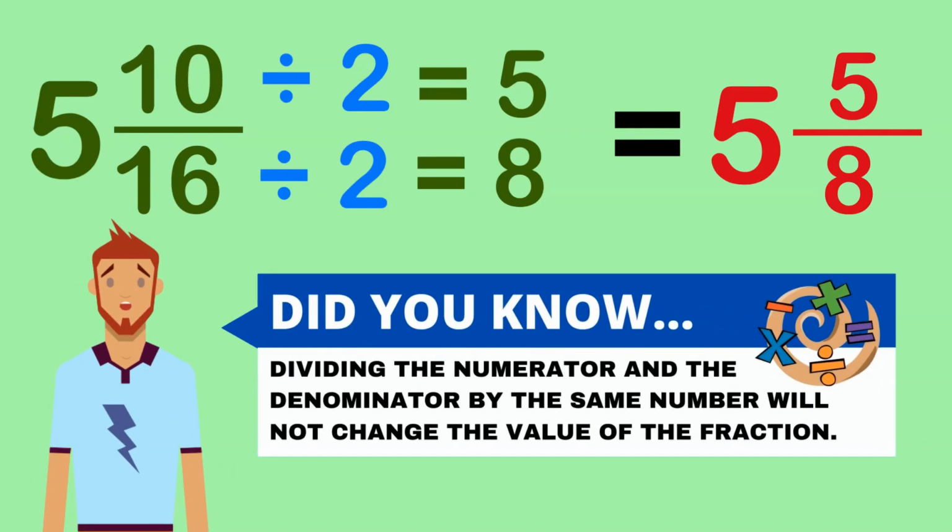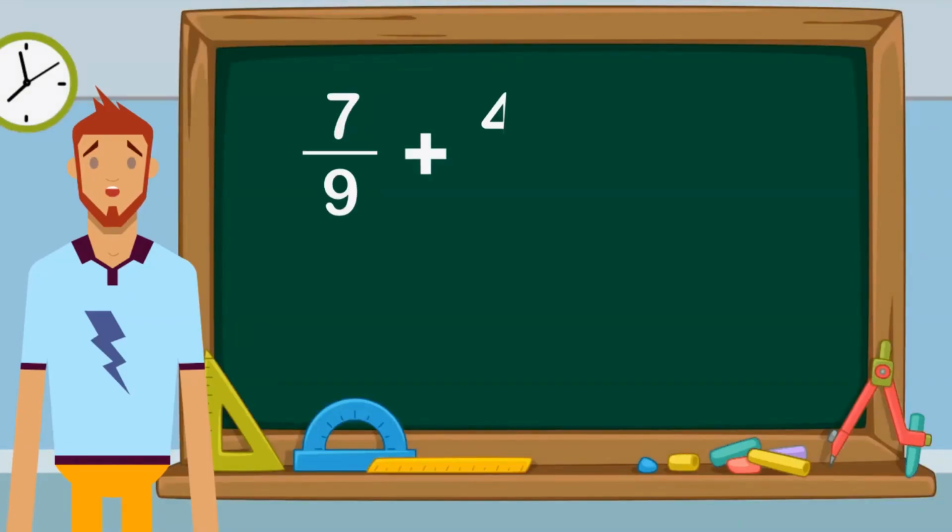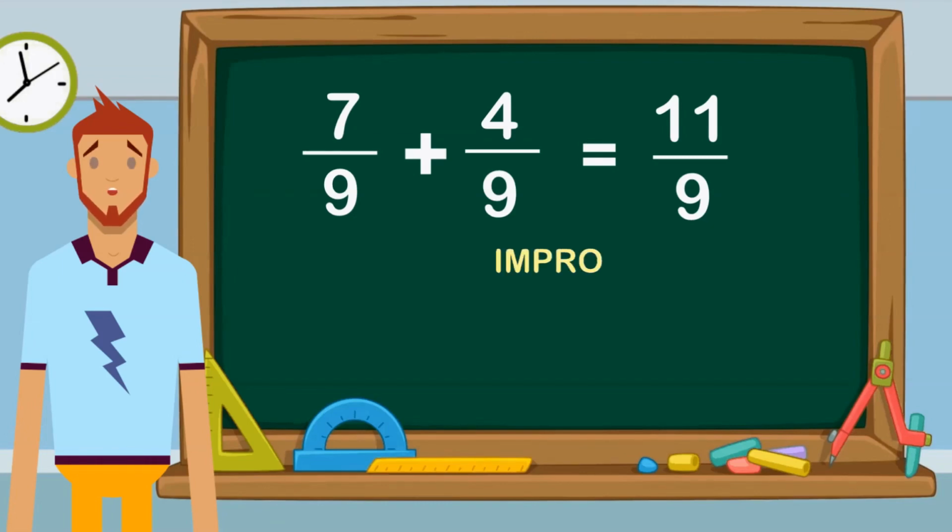Just remember that if you are dividing the numerator and the denominator by the same number, it will not change the value of the fraction. What if we add 7 ninths and 4 ninths together and get 11 ninths? We got a fraction with a numerator greater than the denominator. This is called an improper fraction.